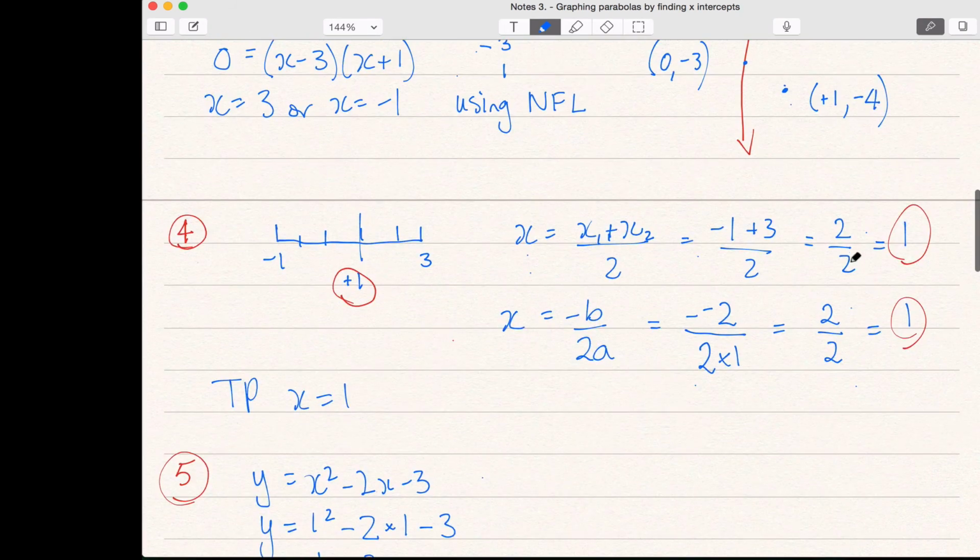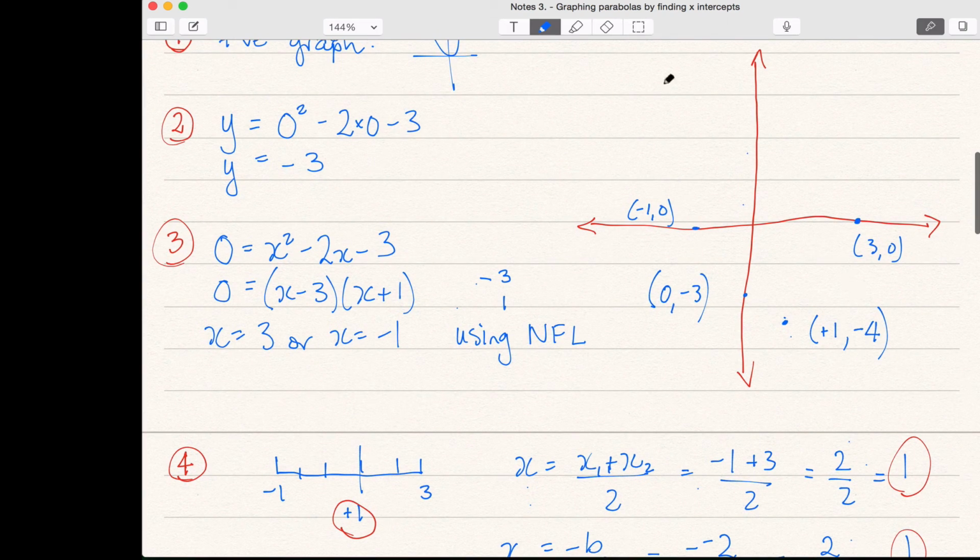And our final step, step 6, is to just join the dots. Make sure you've got a smooth curve. And make sure you have all of your parts of your graph labelled. Need to remember that 2 axes need to be labelled. Intercepts, y-intercept, x-intercepts, and turning point. So this graph is fully labelled.